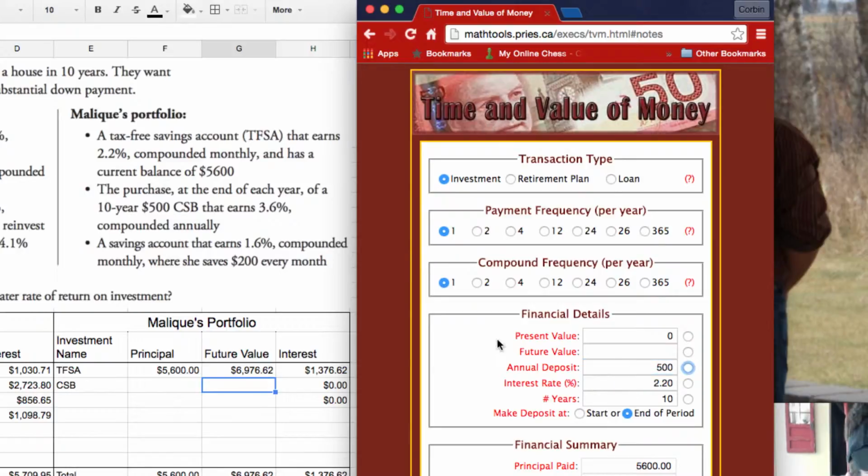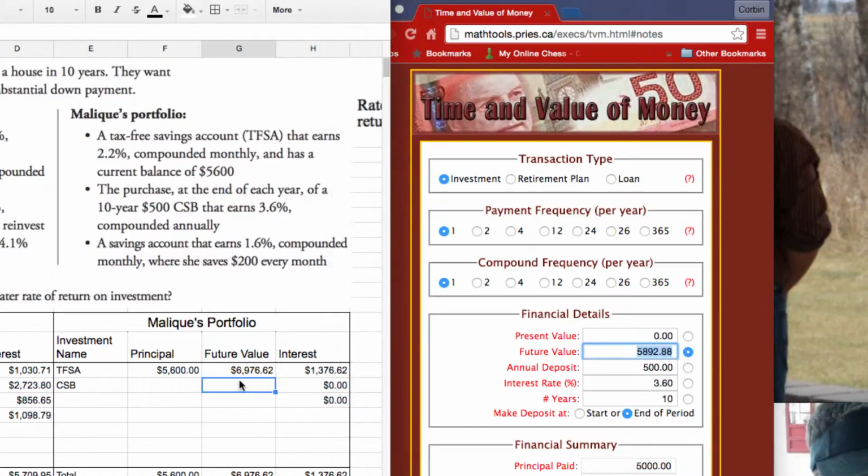And what's the interest rate of the savings bond? 3.6. And how many years? 10 years? Yes. Compounded annually. Let's see what it's worth. 5,000, almost 6,000 bucks. Not bad.